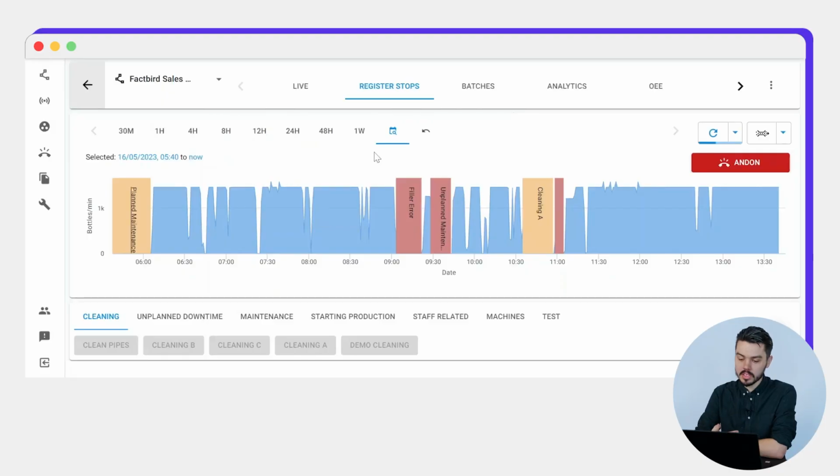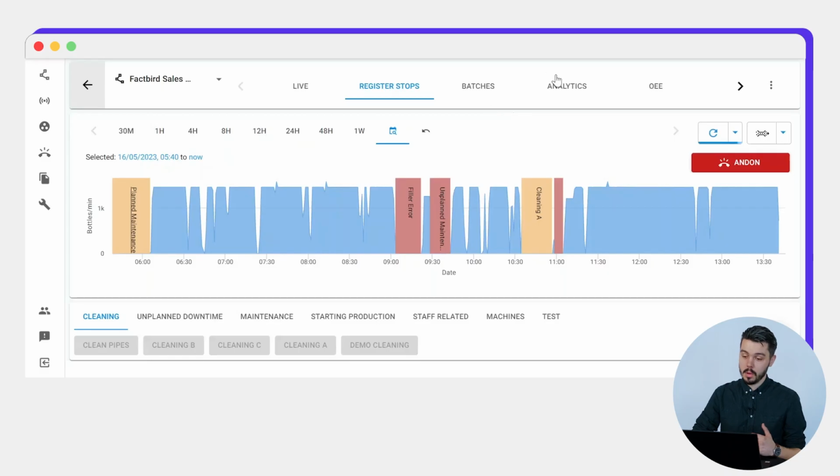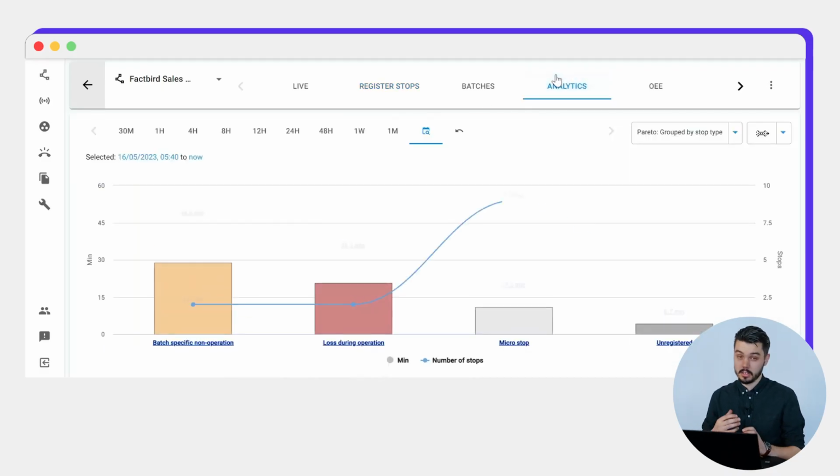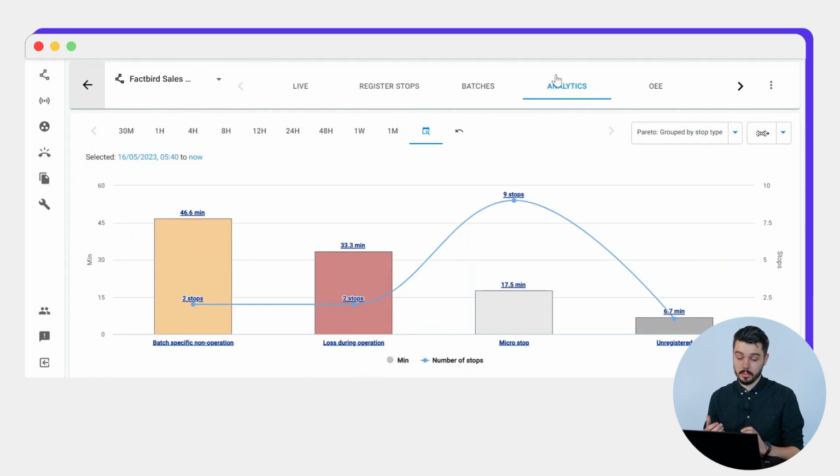And then level 2 is registering stops and analyzing those stops. So in the system, you can either have your operators manually register the stop codes by clicking on the live graph, or you can have it automated if you use PLC integration. The basis for that is that we start getting in time-accurate reason codes and comments from the operators so that we understand why the line has been down. But really, we want to analyze that and understand the key issues for the production line.